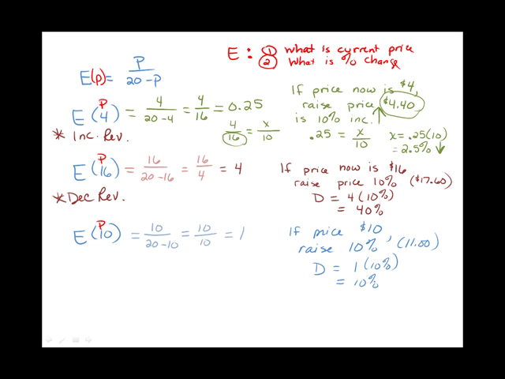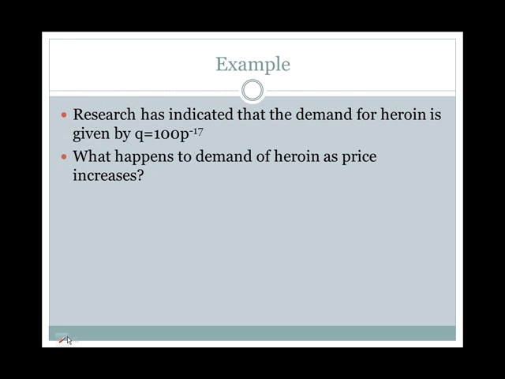Okay. So that's how elasticity works once you get your formula. So now all we need to do is look at how we get the formula, but this is how you interpret it. So let's take a look at this example. We have that Q equals 100P to the negative 17. Remember the formula for E is negative P over Q times dQ/dP.